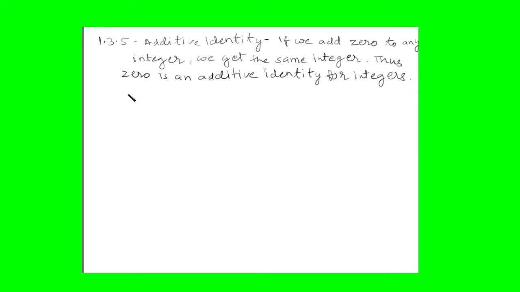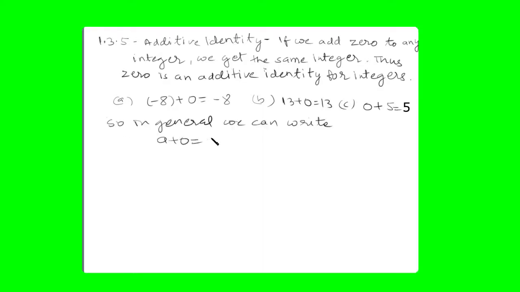For example, minus 8 plus 0 equal to minus 8. Next example, 13 plus 0 equal to 13. So in general we can write a plus 0 equal to a, or 0 plus a equal to a.